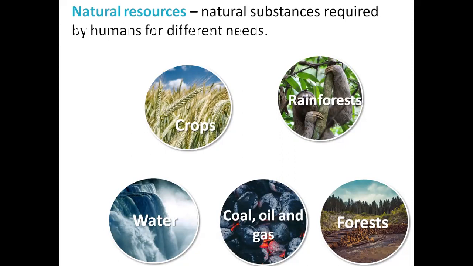Over here you can see 5 different types of natural substances or natural resources. The first one is crops. The second one is the rainforest or other types of forest also. The third you can see is water. The next you can see the coal, oil and gases. Then the fifth one is the forest.